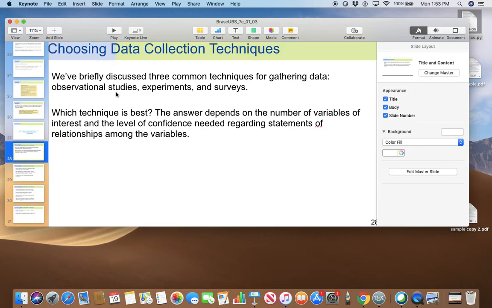Sometimes observational studies are good, sometimes experiments are good, and sometimes surveys are good. It all depends on the number of variables of interest and the level of confidence needed. Let's see what that means.